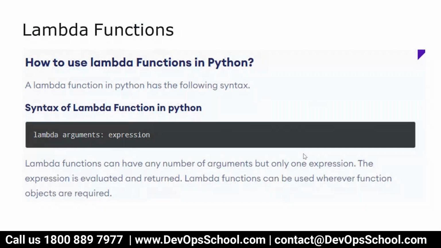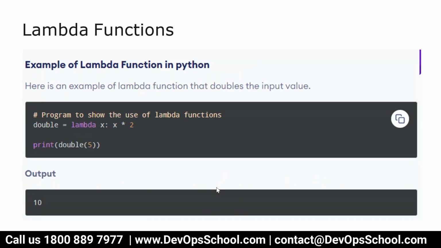Now how to use a lambda function in Python. Here you specify lambda and then whatever the arguments, followed by an expression. A lambda function in Python has the following syntax. A lambda function can have any number of arguments, but only one expression. You can pass many arguments, but you have one expression. The expression is evaluated and returned based on the arguments, and the lambda function can be used wherever function objects are required.